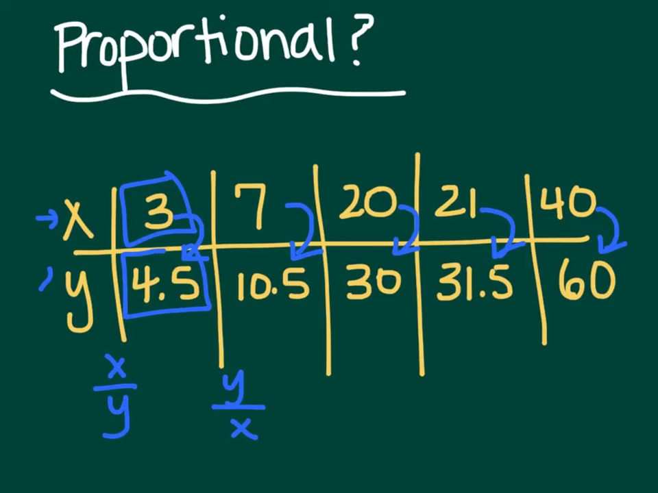When I do that, I get 1.5. Now, that should be the same for every single one of these if it's proportional. So now I'm going to do the 10.5 divided by 7. So I'm going to type that in, and I get 1.5 again.